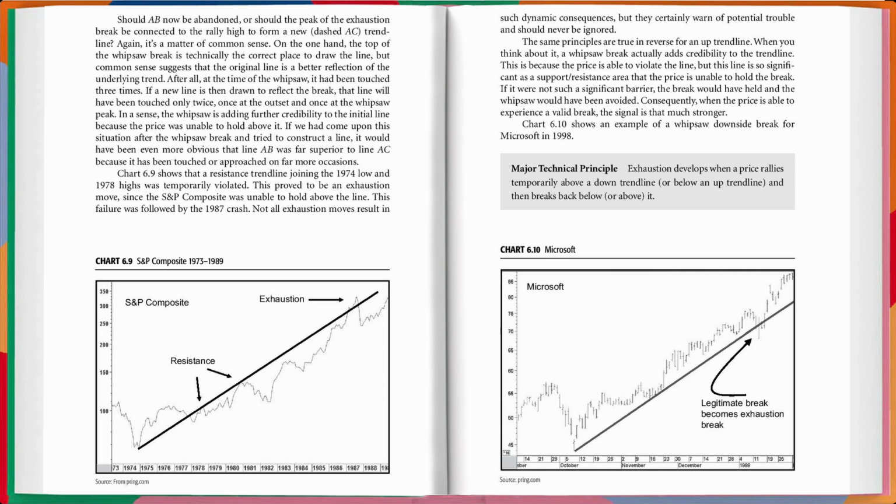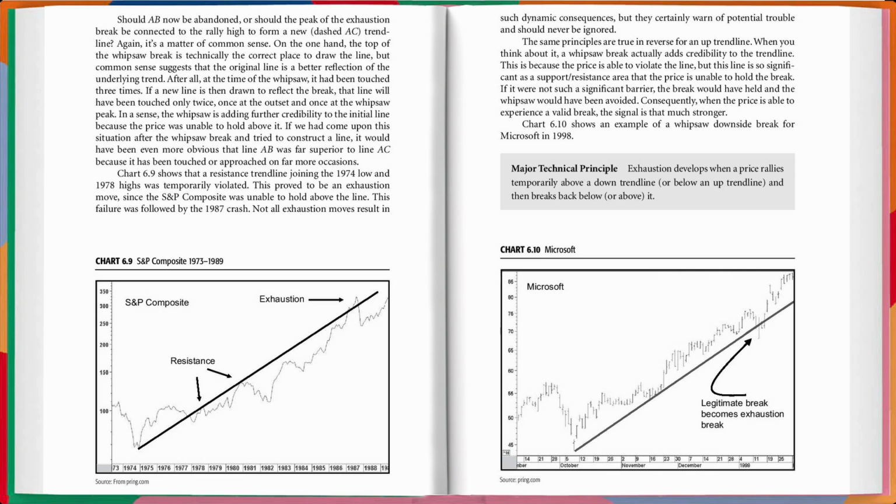Chart 6.9 shows that a resistance trendline joining the 1974 low and 1978 highs was temporarily violated. This proved to be an exhaustion move, since the S&P composite was unable to hold above the line. This failure was followed by the 1987 crash. Not all exhaustion moves result in such dynamic consequences, but they certainly warn of potential trouble and should never be ignored. The same principles are true in reverse for an uptrend line.